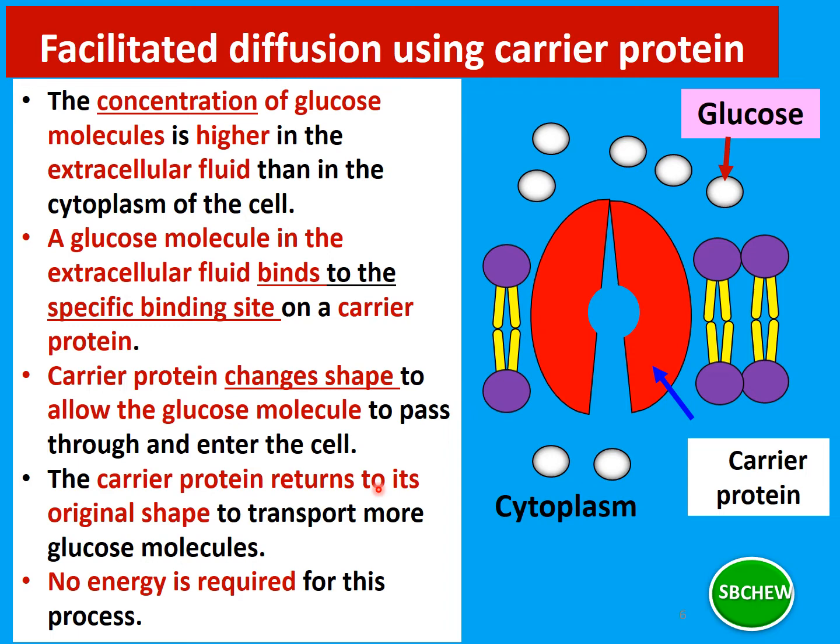After that, it will return to its original shape to transport more glucose molecules into the cell from the extracellular fluid. So the main thing is to talk about the concentration of the glucose molecules, higher in which part, and talk about the change of shape. The carrier protein can change shape. And thirdly, talk about how it returns back to its original shape. And also, fourthly, no energy is required for this process.